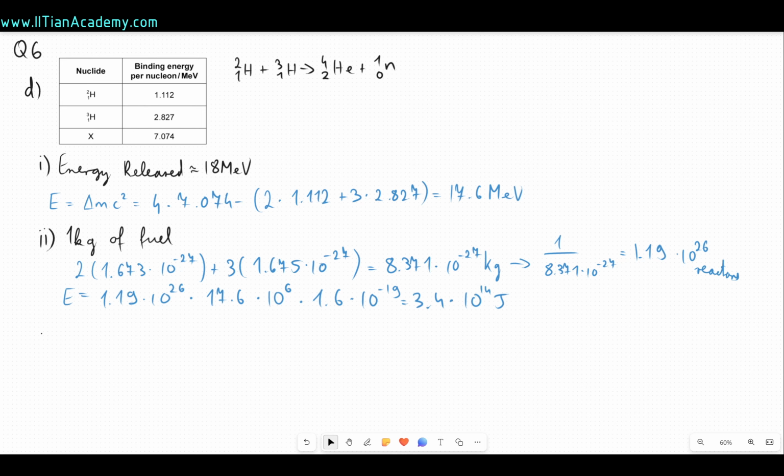And then part 3, we're told that the specific energy of a fossil fuel is 10 to the 7 joules per kilogram. And so we need to outline an advantage of nuclear fusion when compared to fossil fuels. We see that the specific energy, so the energy released per kilogram of fuel, is much larger for fusion. So we get much more energy for 1 kilogram of fuel.